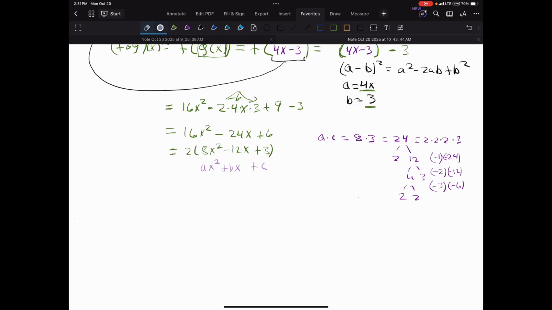And so because it does not factor, I'm going to go ahead and erase the rest of that and say that this is the factored form of my trinomial here.